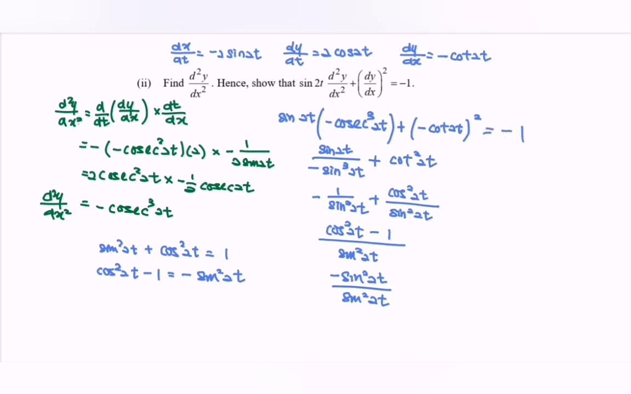So from here, we can say we have shown that sine 2t multiplied by the second derivative plus the first derivative squared is equal to negative 1. Then we have already shown the situation.